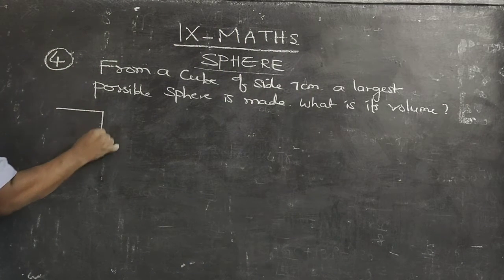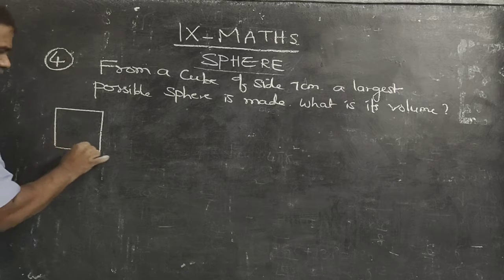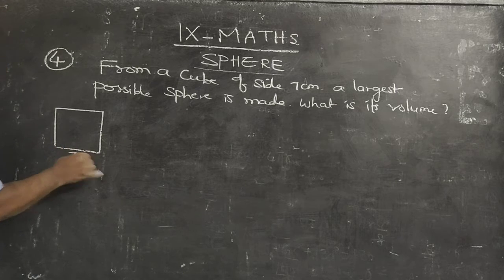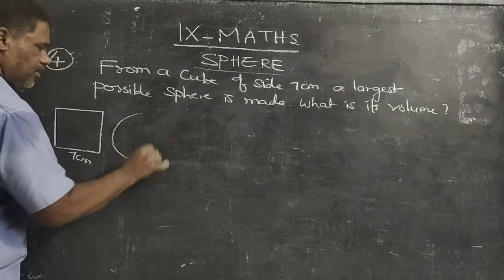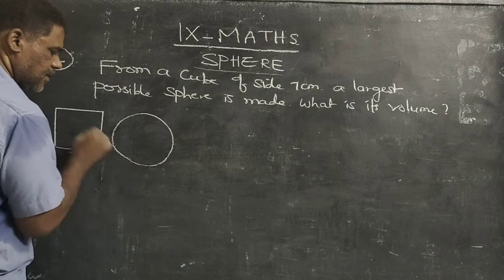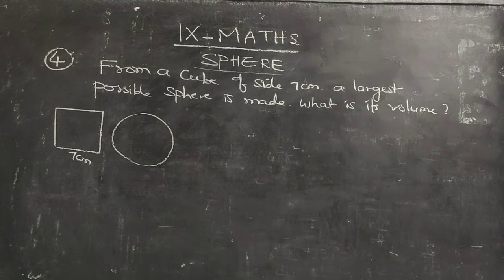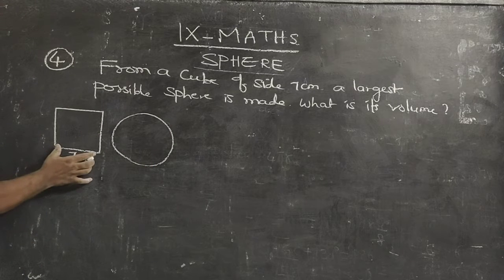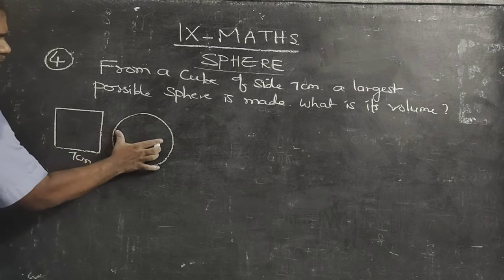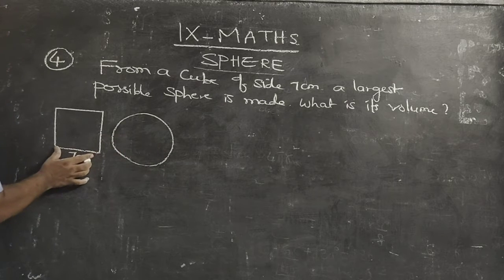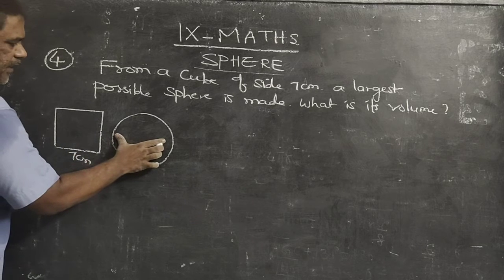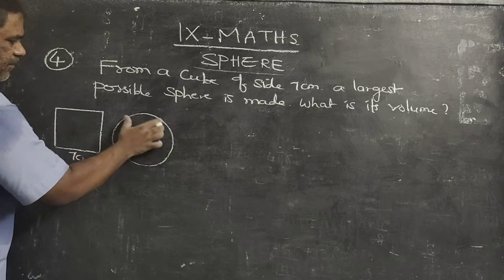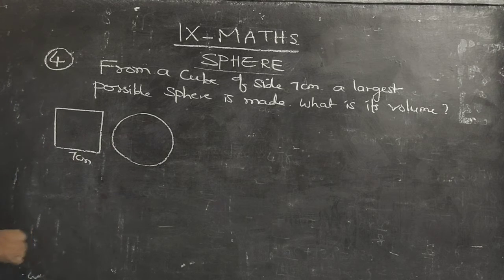Here this is a cube of side 7 centimeters. We have to make the largest possible sphere. So if you want a big sphere, the condition required is that the side of the cube should be equal to the diameter of the sphere. This 7 centimeters is the maximum length it can give. Then only we will get a maximum size sphere.